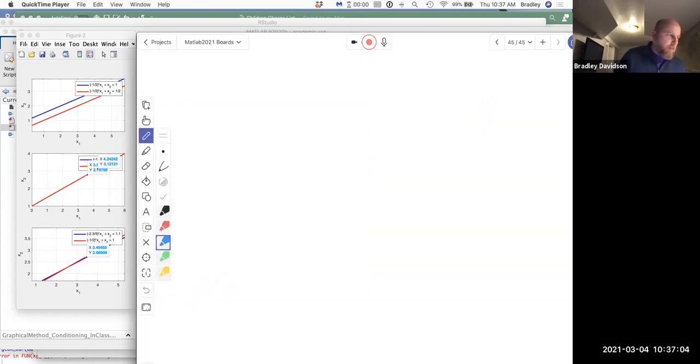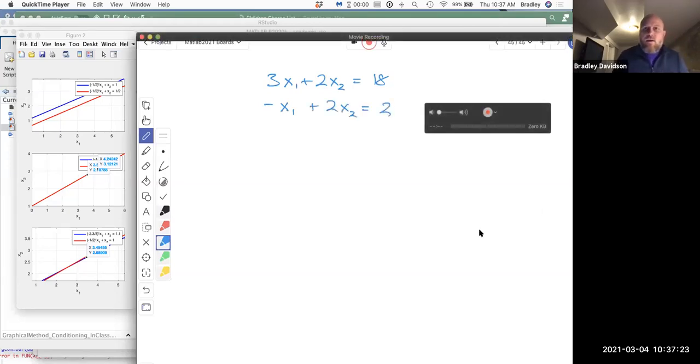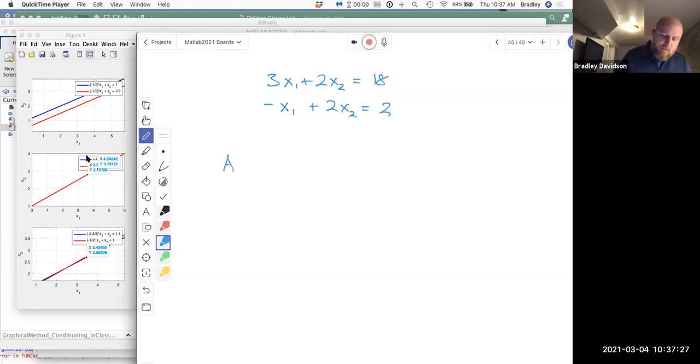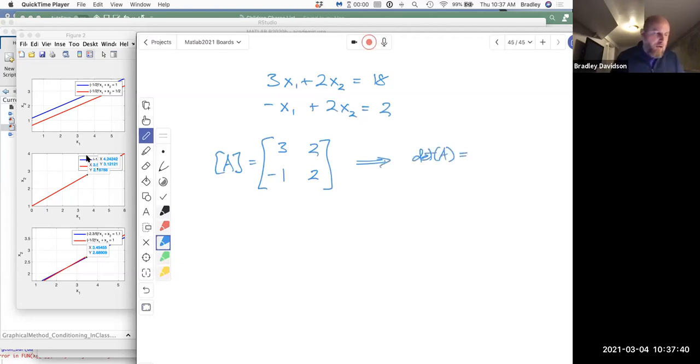So that first system was, what is that system? The first system is 3x1 plus 2x2 is equal to 18, and then negative x1 plus 2x2 is equal to 2. In this system, the A matrix is equal to 3, 2, negative 1, and 2. Take the determinant of A, and we get 3 times 2 minus 2 times negative 1.